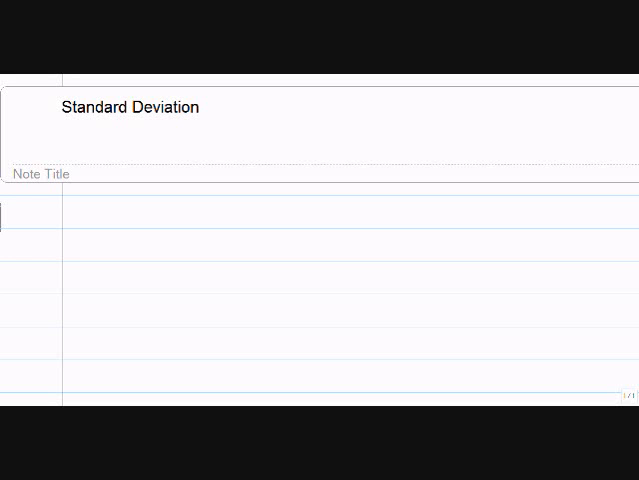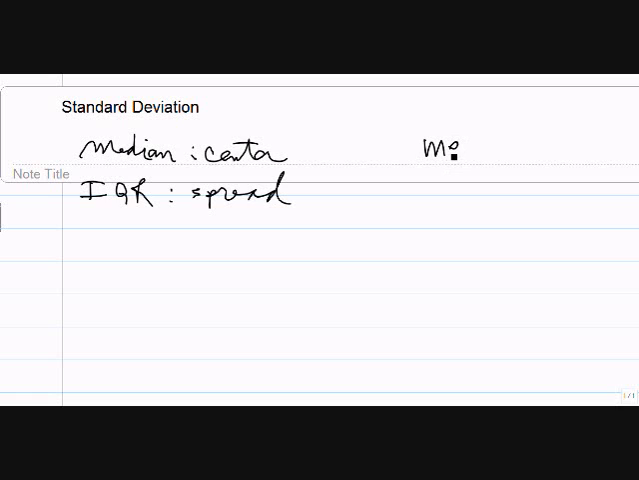So standard deviation is a measure of spread. Yesterday we did a measure of spread called IQR. If you think your center is the median as opposed to the mean, you would use the IQR as a measure of spread. If you are talking about the mean as your center, you use standard deviation as spread.